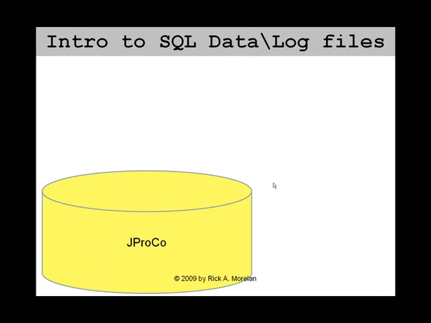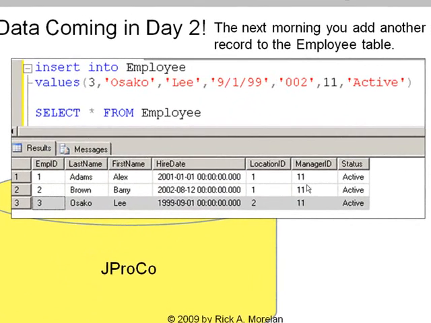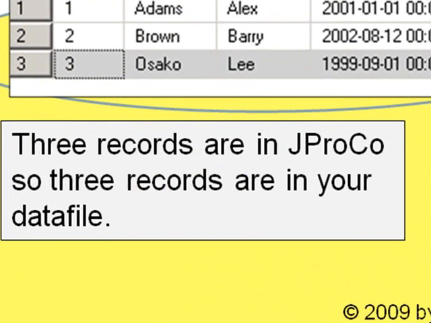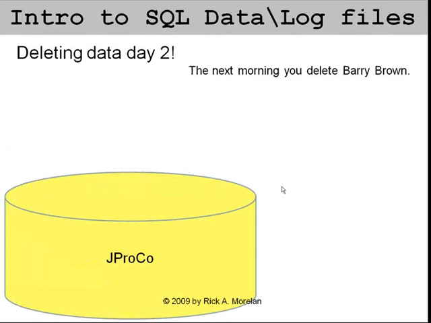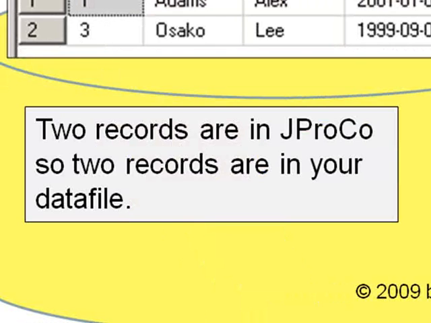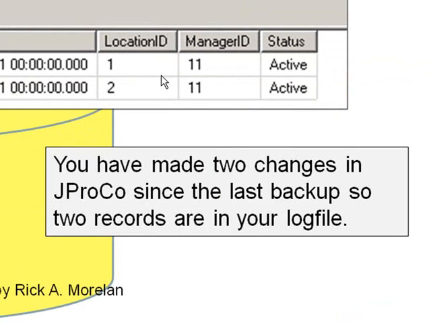Okay, so day 2, after the backup, now you're inserting a third record, which is another change. At this point, you have 3 records in your data file, and you have 1 record in your log file. How about day number 2, where we delete Barry Brown? Okay, employee number 2 is gone. Well, now the data file only has 2 records, and the log file has experienced 2 changes, 1 insert and 1 delete, since the last backup. And it also has 2 records in its log file.